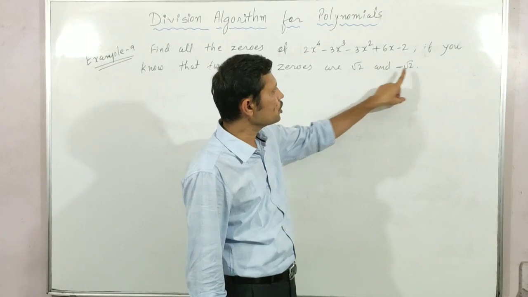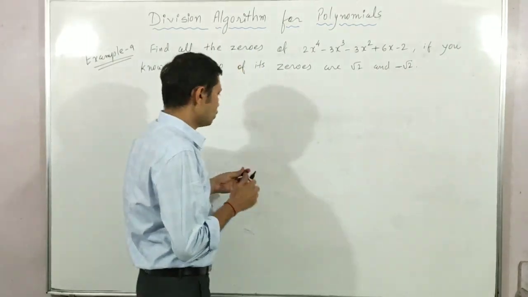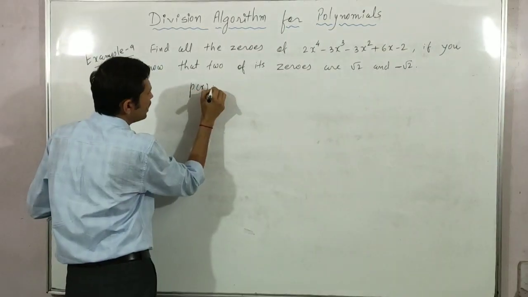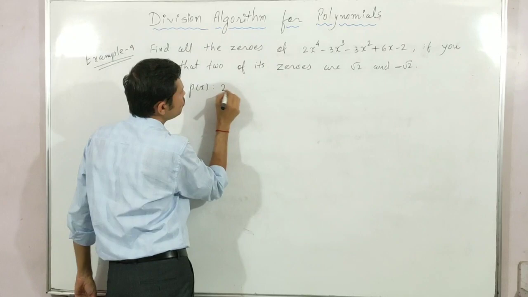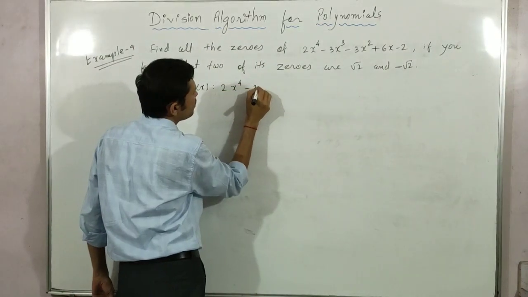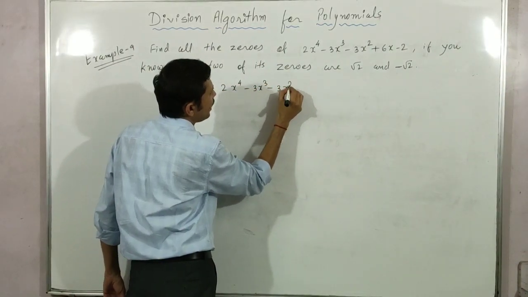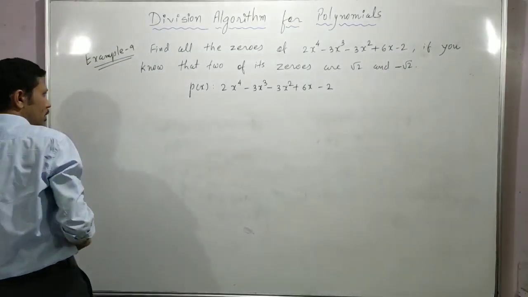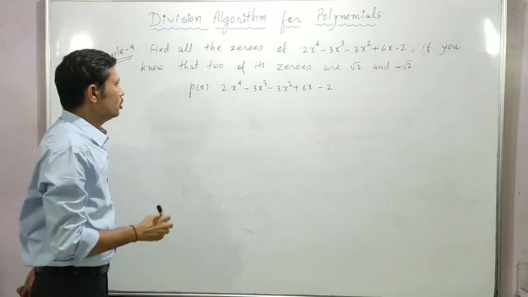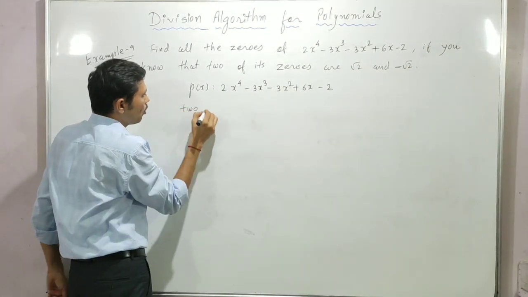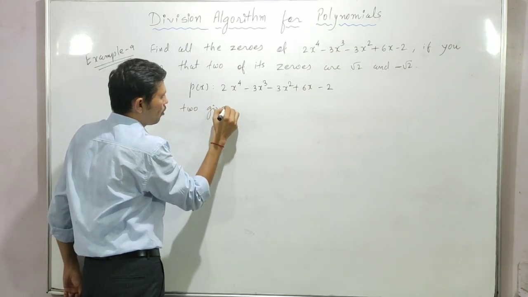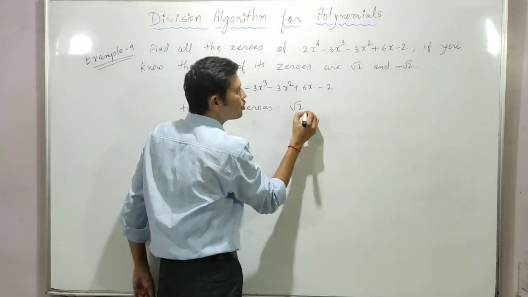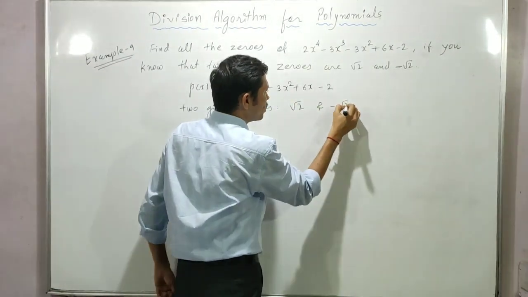Among them two zeros are given to us. So सबसे पहले तो हम अपने पोलिनोमियल को लेबलिंग कर लेते हैं. p of x that is 2x the power 4 minus 3x cube minus 3x square plus 6x and minus 2. Okay. Now two given zeros are plus root 2 and minus root 2.